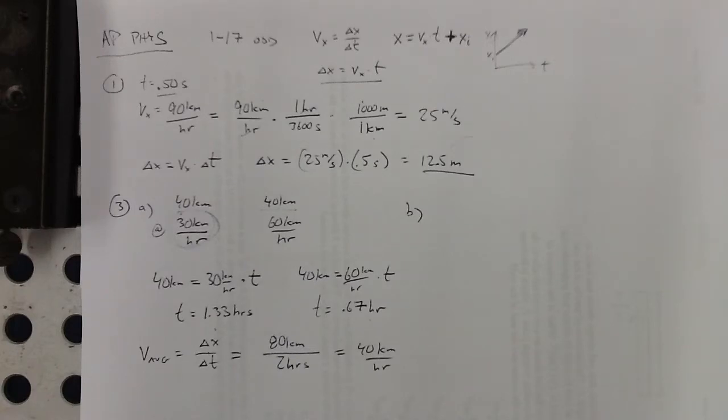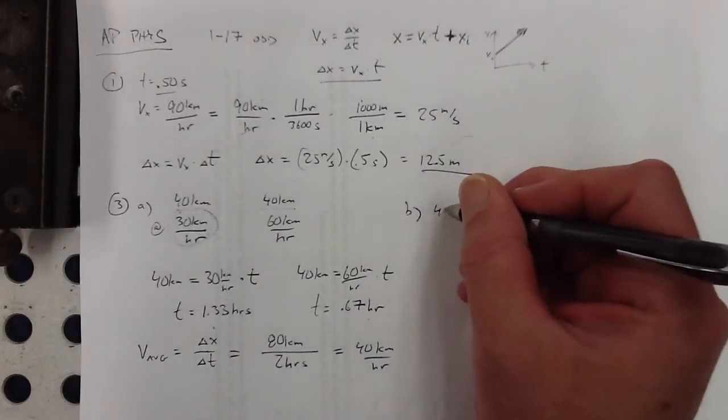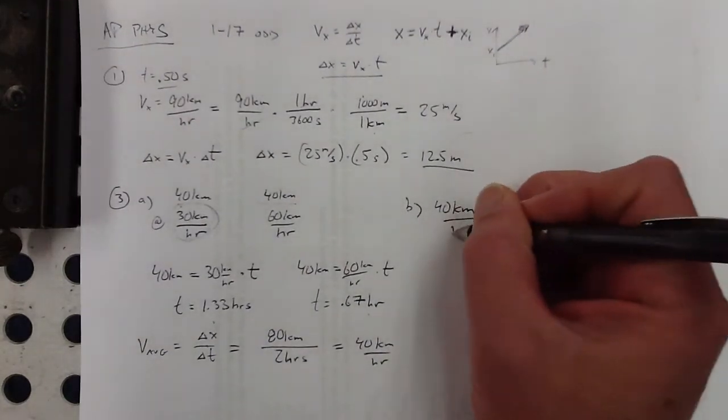So what's your average speed? It's not halfway in between 1 and 60. The 1 mile an hour dragged it way down because that took so much time. So that's what's happening here, maybe more intuitively. What's the average speed for that here? Because we didn't change direction, it's the same thing, 40 kilometers per hour.